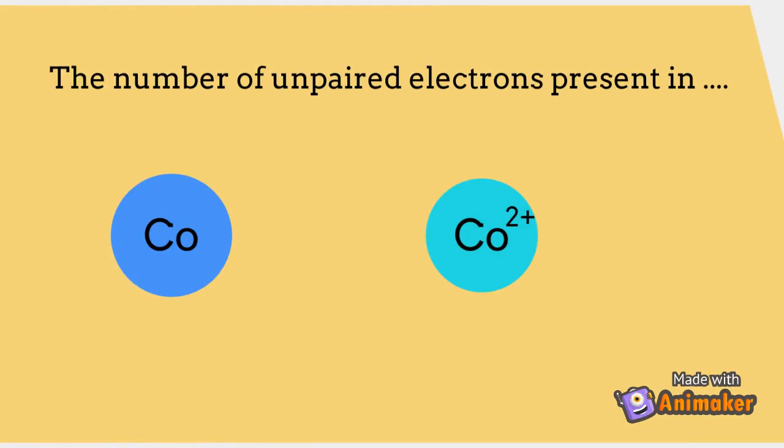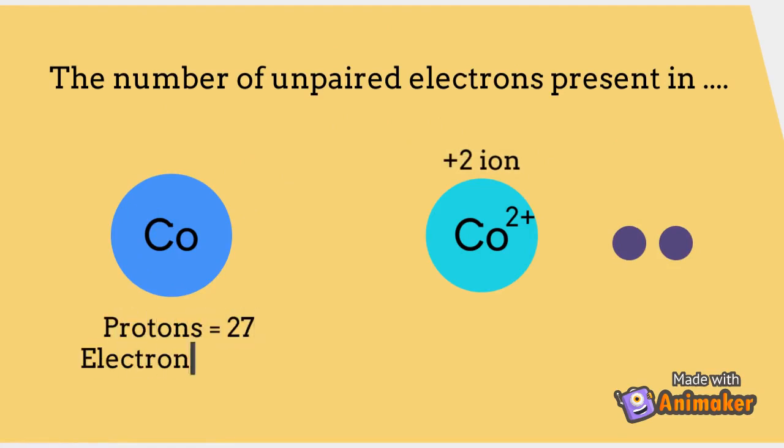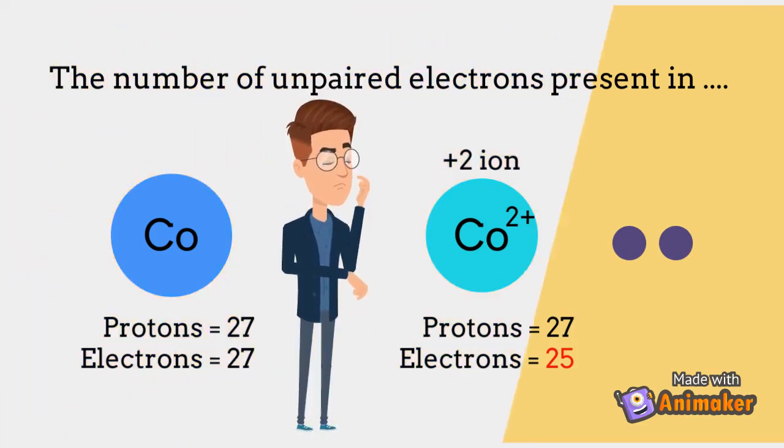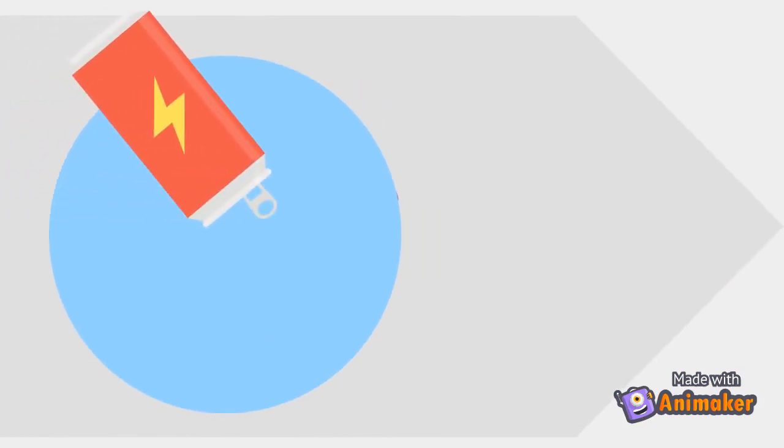Now let's see the ion. If a gaseous cobalt atom loses 2 electrons, we call it a gaseous plus 2 ion. There you have 27 protons but only 25 electrons, which makes this a plus 2 charge. So from where do these electrons get removed? That is the next question.